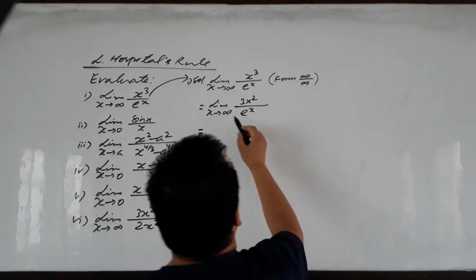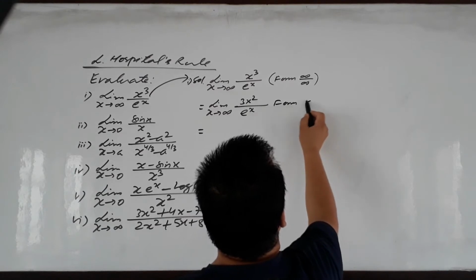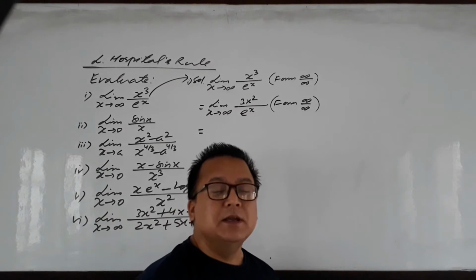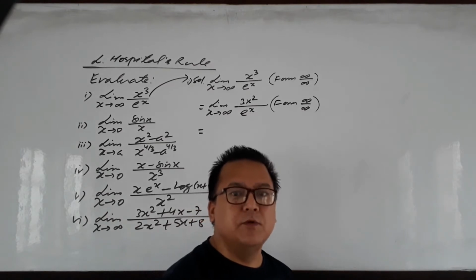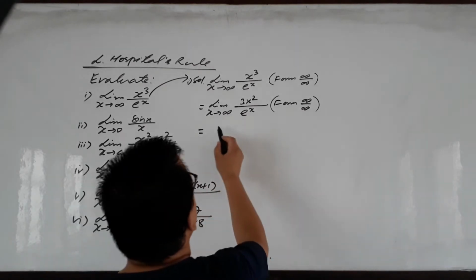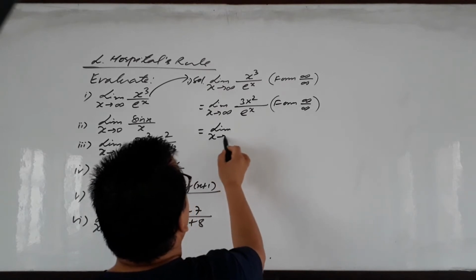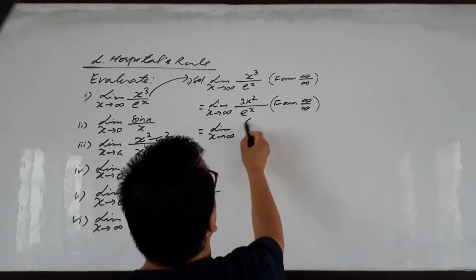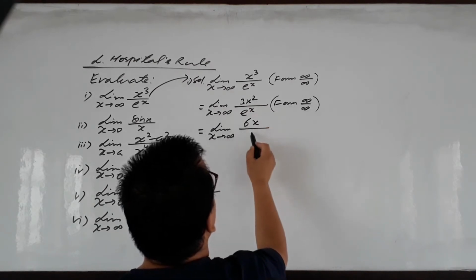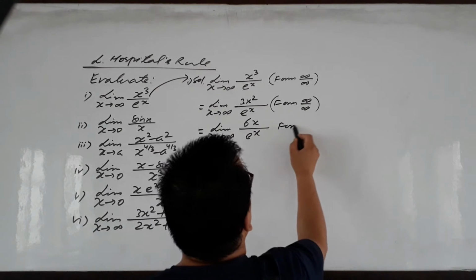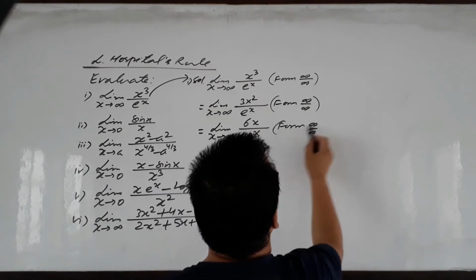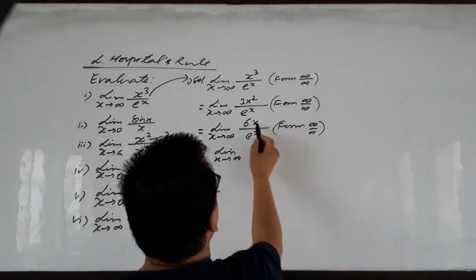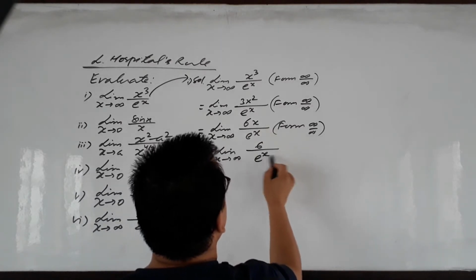Again, this one is in the form infinity upon infinity. You can't leave it in the form infinity upon infinity; you have to remove this form. So again we have to use L'Hospital's rule: 6x upon e^x. Again infinity upon infinity form, so again we will do the derivative. The derivative of this one is 6 and the derivative of this one is e^x.